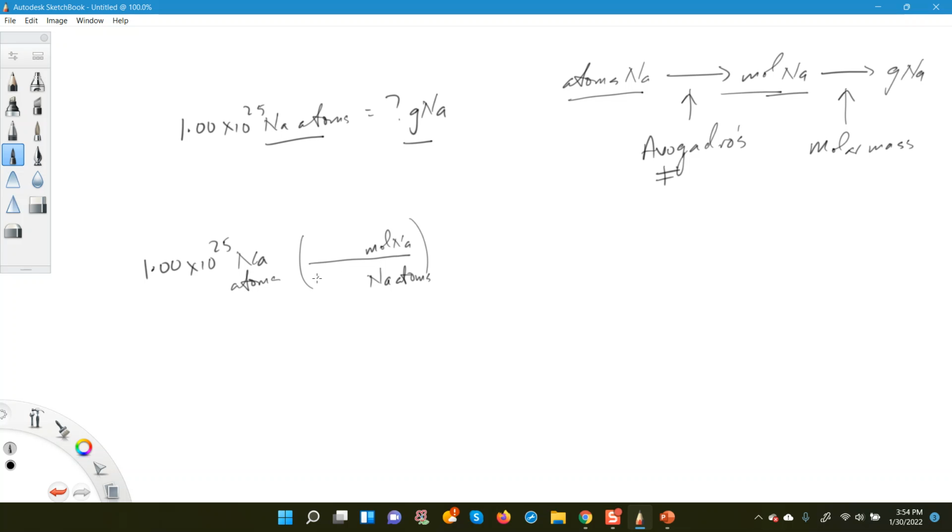Below here, you're going to have Avogadro's number, 6.02 times 10 to the 23. And up top here, you're going to have 1 mole of sodium atoms, all right? So that's the arrangement. This will cancel out with this. So the only unit remaining would be the moles of sodium. So we would have completed the first step.